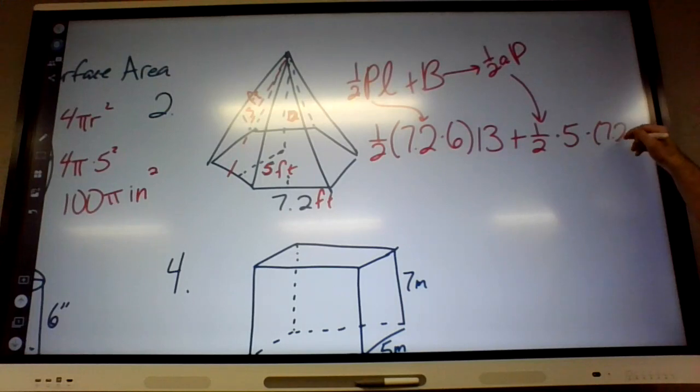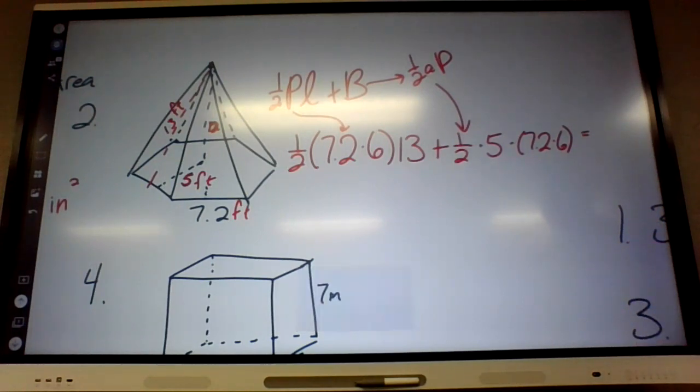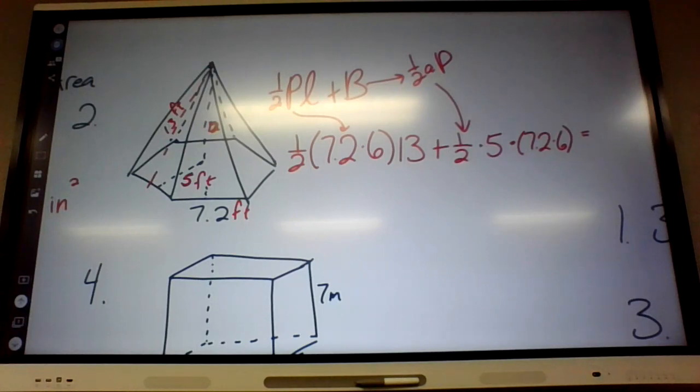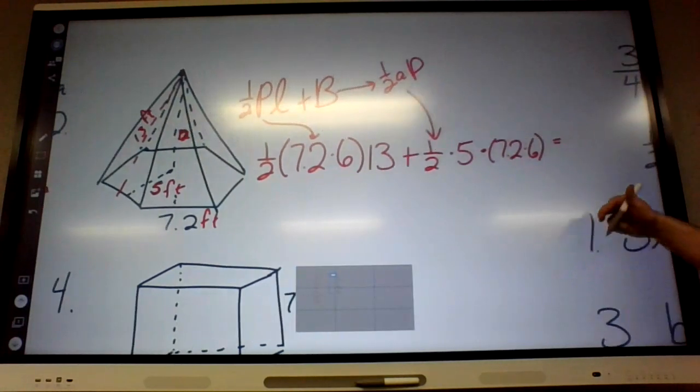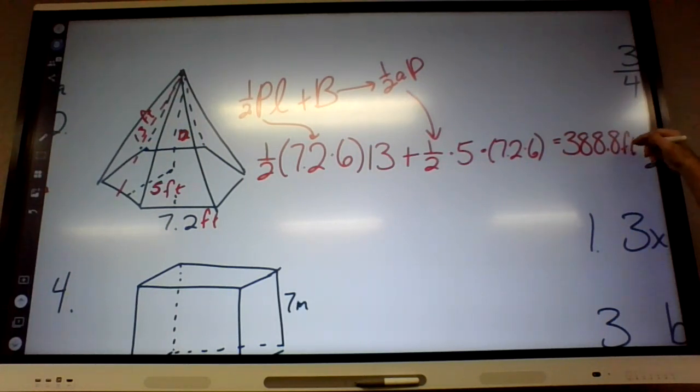I was lost on that. Did you put subtracted? 388.8 is what you should have got. Feet squared.